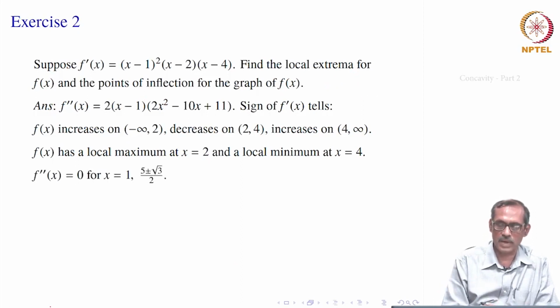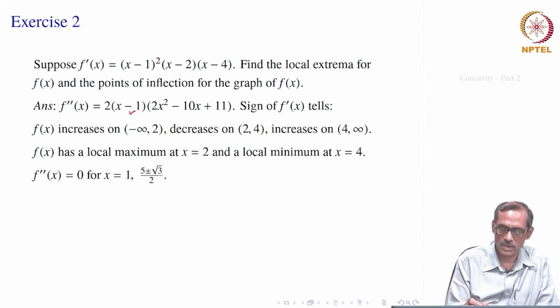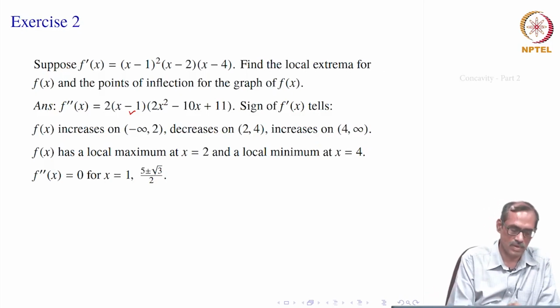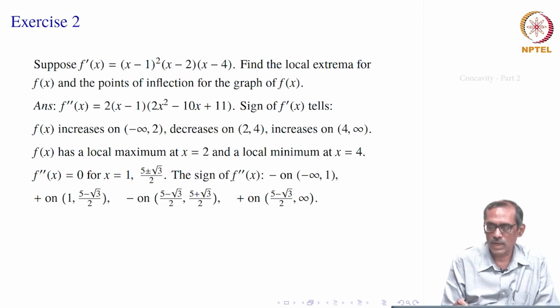Now, looking at f double prime, we see that this is equal to 0 for x equal to 1, and if you solve this quadratic, you would get 5 plus or minus root 3 by 2. So, there are 3 points where f double prime x equals 0. That gives us again 4 intervals: minus infinity to 1, 1 to 5 minus root 3 by 2, then from there to 5 plus root 3 by 2, and from 5 plus root 3 by 2 onwards.